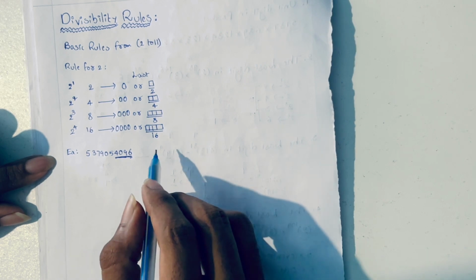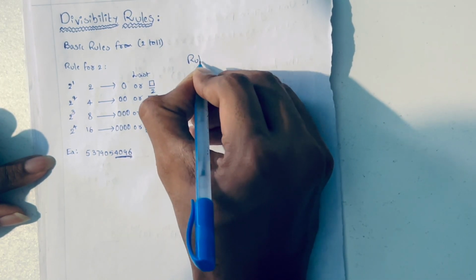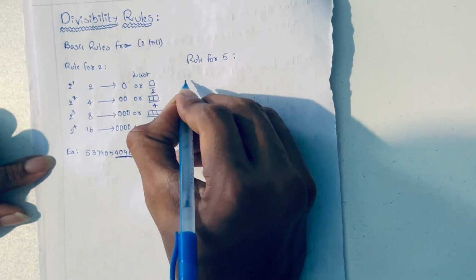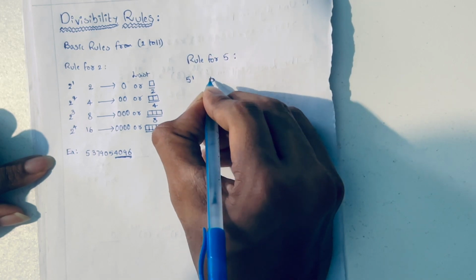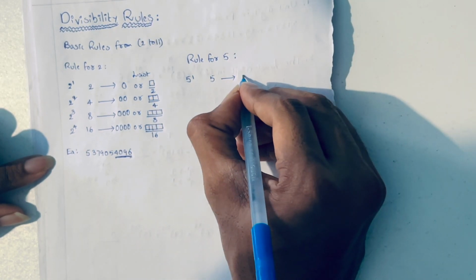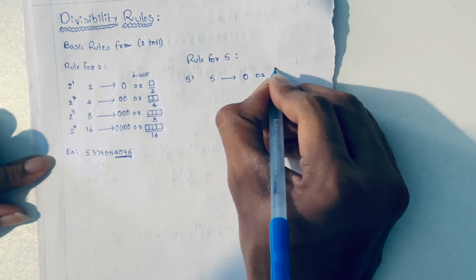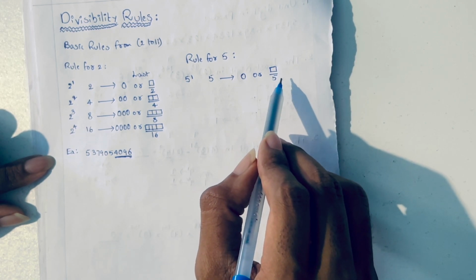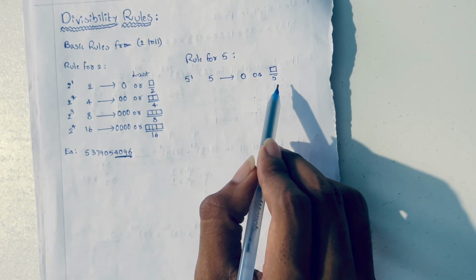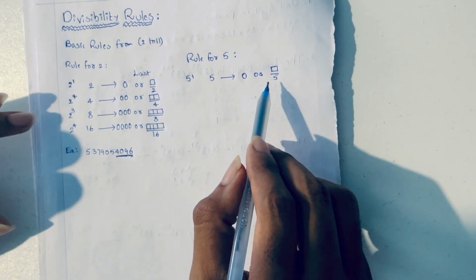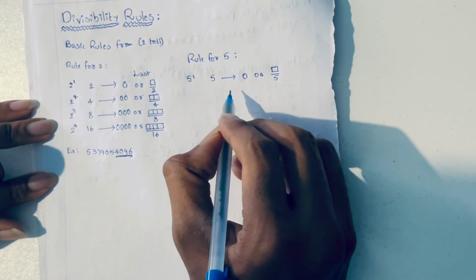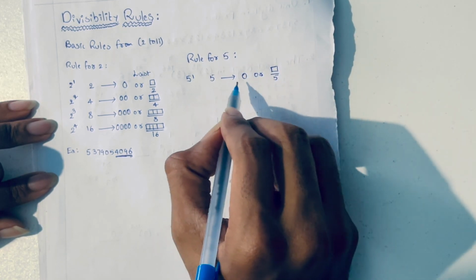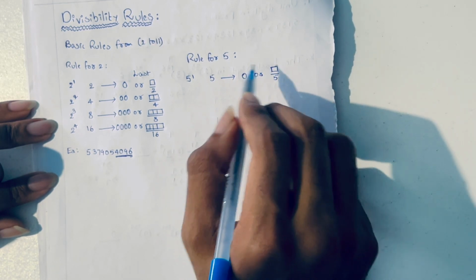So in the same way, we are just dealing with the rule for 5. Yeah, 5 power 1, 5. That means the last digit is 0 or the last digit is divisible by 5. If the last digit contains 0 or 5, that means if the single last digit is divisible by 5, the whole number is divisible by 5. If the last digit contains 0, the whole number is divisible by 5.